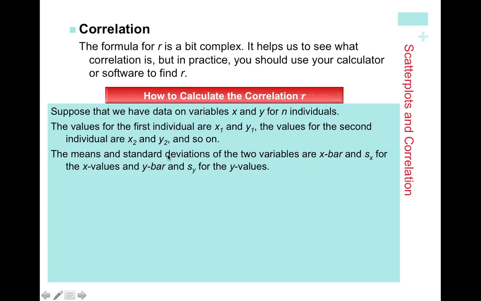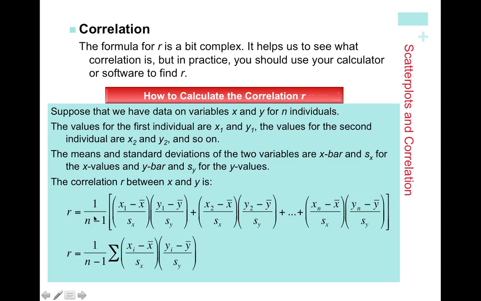So we have all these ordered pairs for these individual people or individual things. The means and standard deviations, we need to consider those in calculating this. X bar, that would be x with a line on top of it, and sx, and y bar and sy for the y values. The way we calculate our correlation between x and y is using this formula: 1 over n minus 1 times the sum of our x data value minus the mean over the standard deviation times our y data value minus the mean divided by the standard deviation.